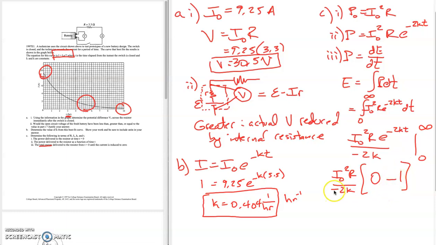So that negative and this negative will cancel each other out, and the energy supplied through that resistor is going to be I naught squared R over 2k. And since they told us that they want the answers in terms of our givens here, the letters, this is not a numerical solution. We don't need any units.